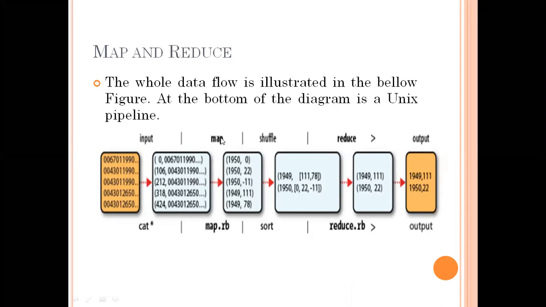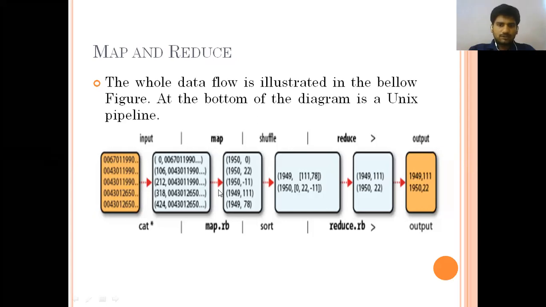What is the duty of the map function? One is to make a key-value pair. Another is to drop the bad records. Out of this whole thing, finally we will have a key-value concept. The keys are 1950 and 1949, and the values are there. We have three 1950 entries with three different temperatures, and two 1949 entries with two different temperatures.